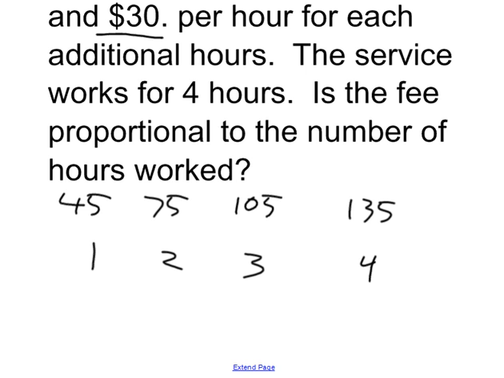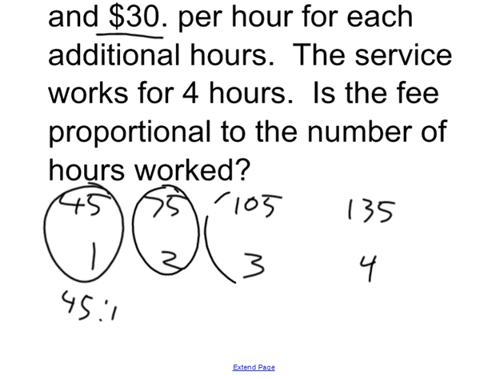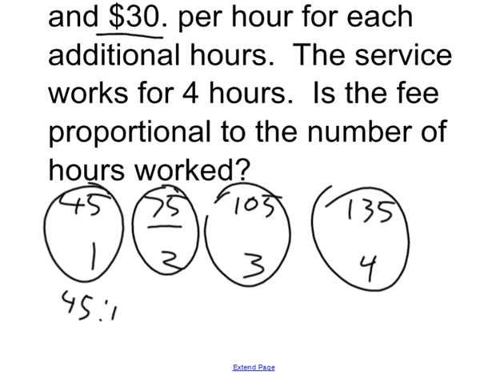My job here is to see, is this ratio, which is 45 to 1, equal to this ratio and this ratio and this ratio. If they are equal, then it is proportional. If they're not equal, it's non-proportional. Well, 75 to 2 hours, if I reduce that fraction by dividing both sides by 2, I get $37.50 per 1 hour.